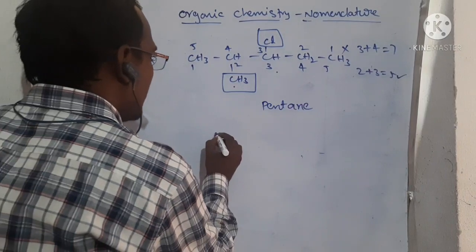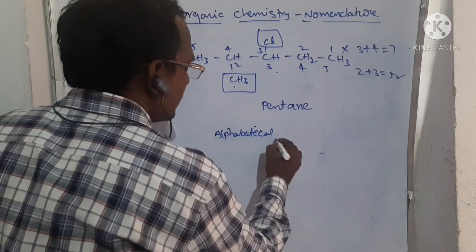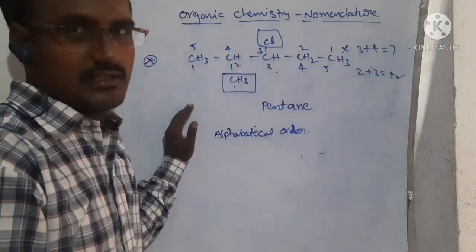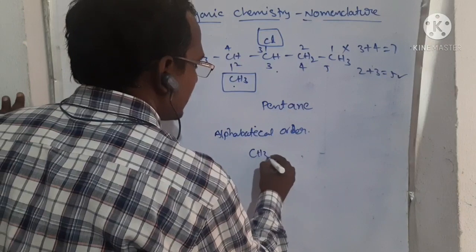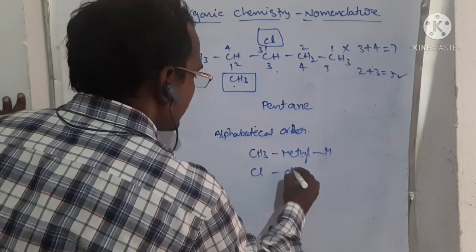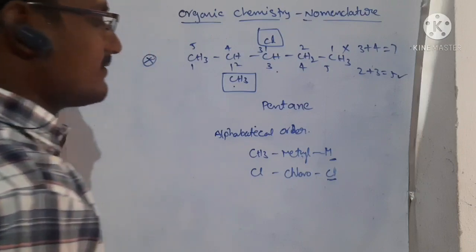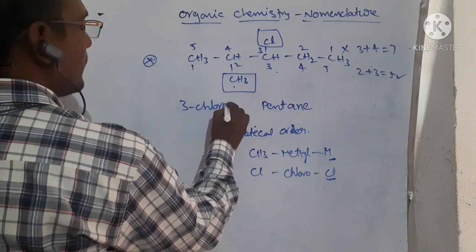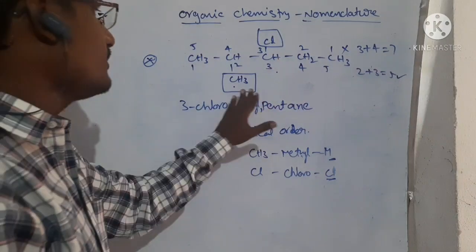Then we should follow alphabetical order. In the alphabetical order, whichever is first, you should write first. After that, you should write the second. So CH3 means methyl. The letter is M. Chlorine means Cl, which means chloro. Chloro means C. This is C and this is M. Which comes first? C comes first. So you should write as 3-chloro, 2-methyl pentane. 3-chloro, 2-methyl pentane.